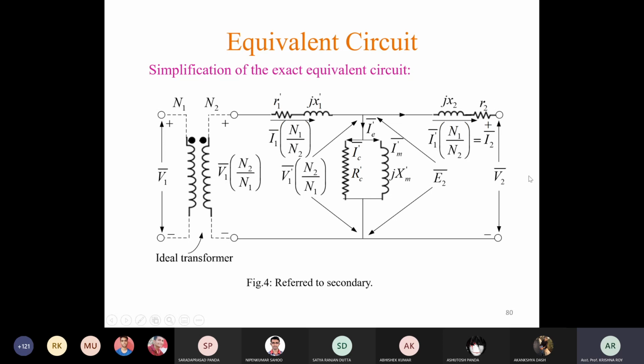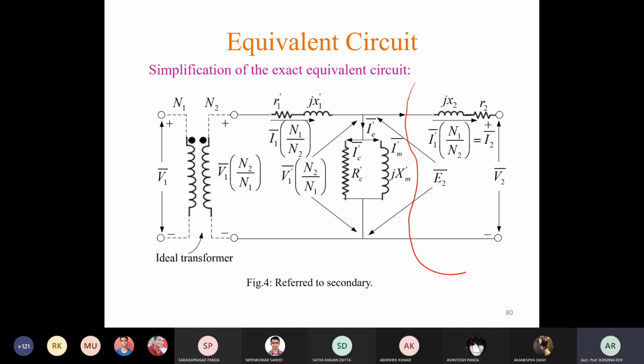So this is the circuit. See, first the ideal transformer is drawn. This section is the secondary section, which is the same as that of the exact equivalent circuit.